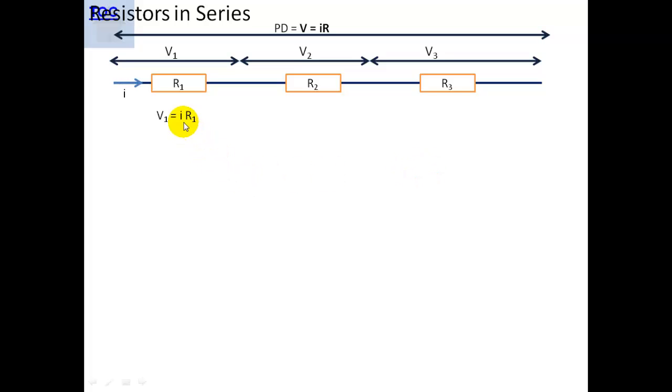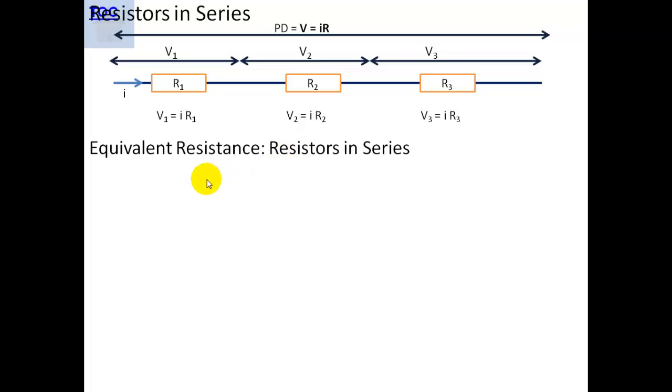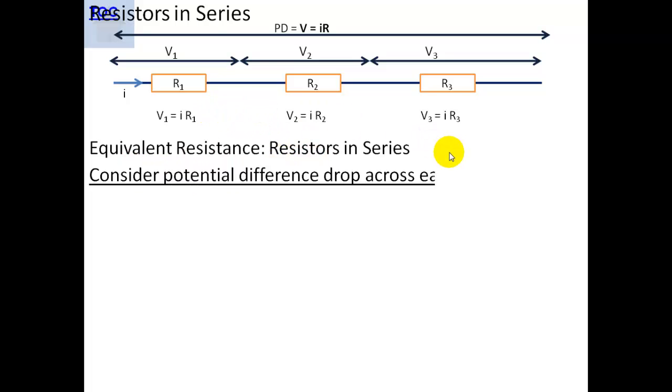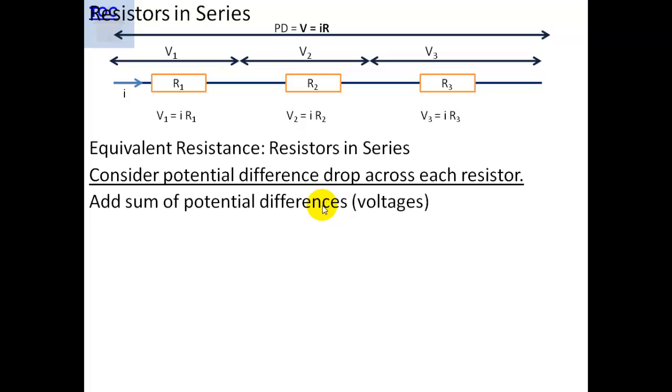We know that V is equal to IR for this section and this section and this section. The voltages might be different because the resistances might be different, but the current will be the same. So what is the equivalent resistance of three resistors in series? Basically, we look at the potential difference drop across each resistor and we add them. We add the voltages across each resistor.